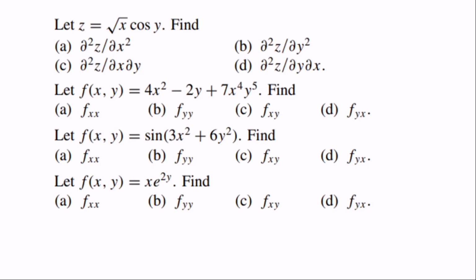Is this another derivative from the partial derivative? That's the higher order, and we go from the higher order to the first order. So with this, the first question is asking, and they gave us the function z equals square root of x cos y, and they asked us to find the second partial derivative of z with respect to x.